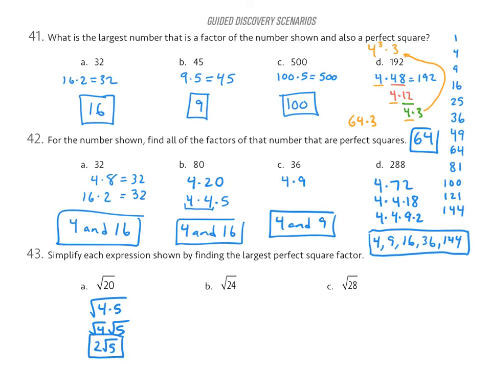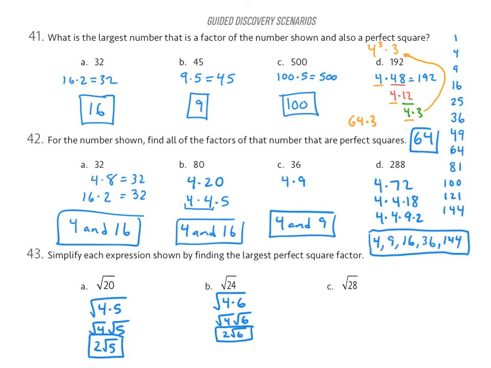Part B, the square root of 24. 4 is a factor of 24, and 4 times 6 would be 24, so I'll put the square root of all of that. I can separate that as the square root of 4 times the square root of 6. The square root of 4 is 2. The square root of 6 can't be simplified, so I'll bring it down. And then I have 2 root 6 as my simplified form of root 24.